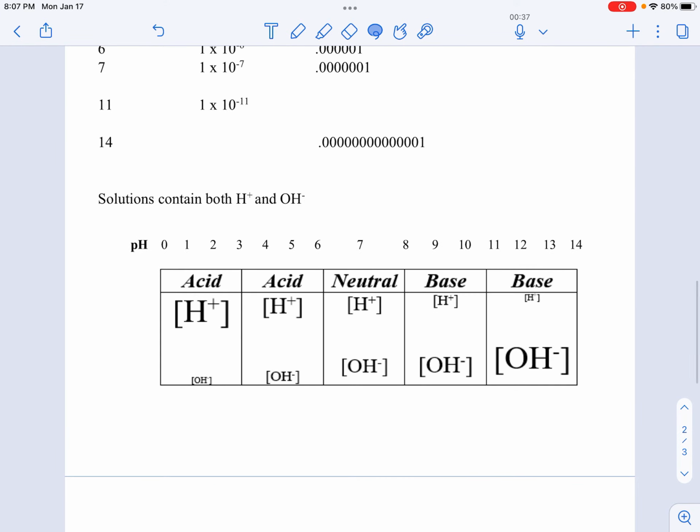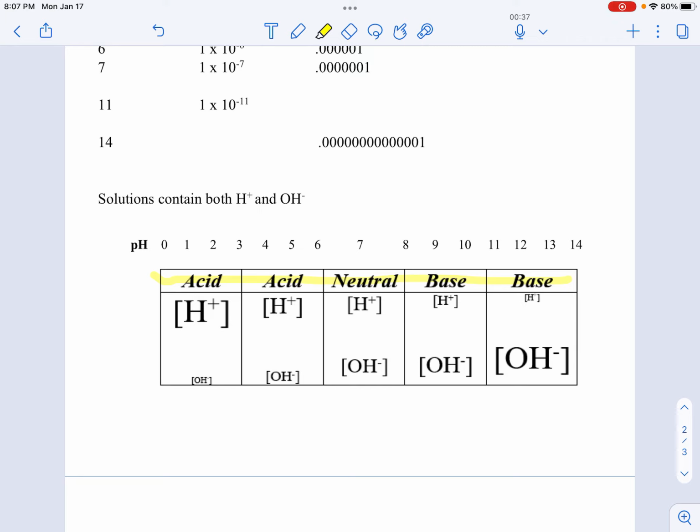We know anything below 7 is acidic, and anything above 7 is basic, and that's really what this is telling us here. All right. Above 7 basic, below 7 acidic. But I want you to look at the hydrogen ion concentration, the H+. All solutions, whether you're an acid or base, they all contain hydrogen ions. Acids have a lot higher concentration of hydrogen ions than bases. And you can see that by the relative size of the H in the brackets there.